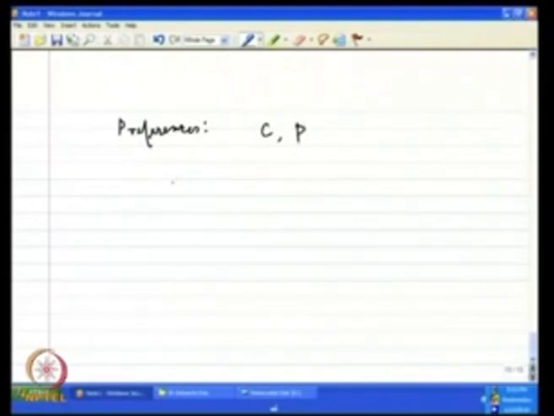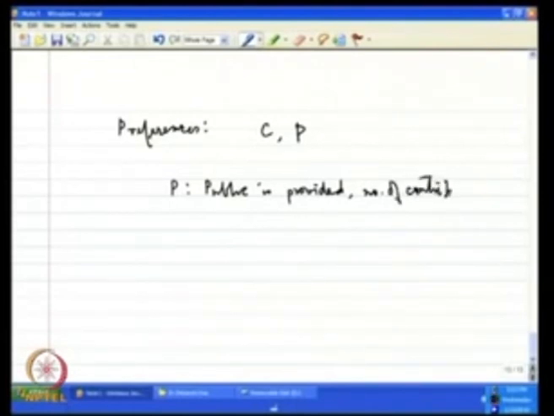P is standing for public good is provided. That is, the number of contributors is greater than or equal to k. So this is the first outcome that I shall prefer. This is the best outcome for me.